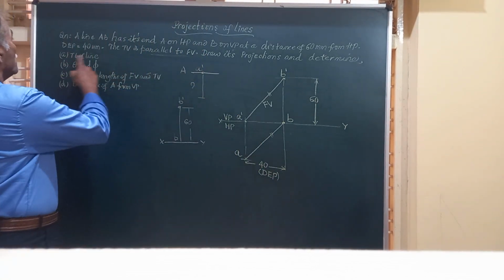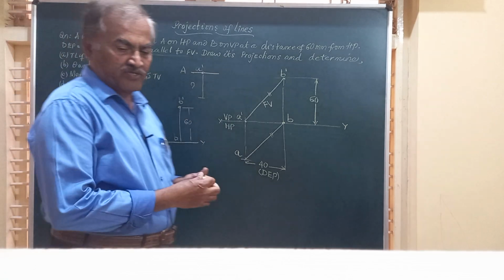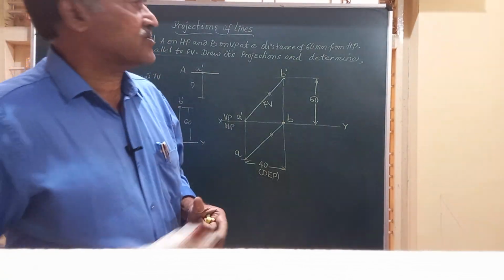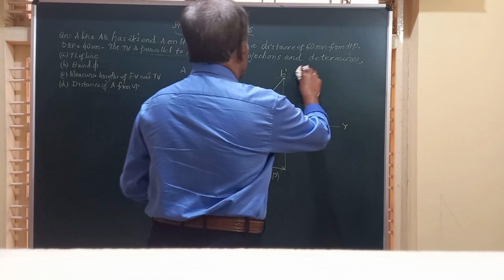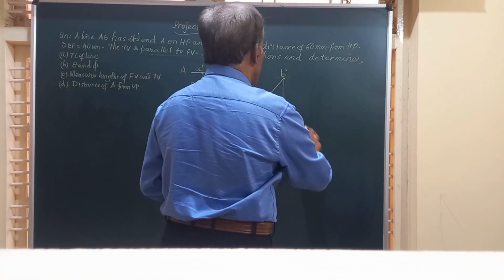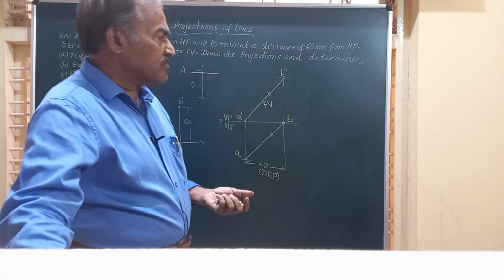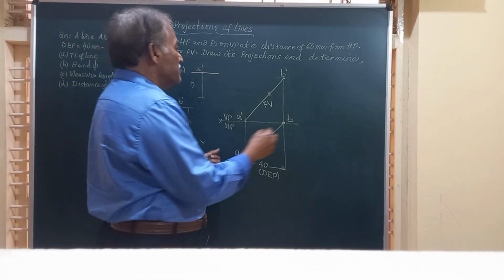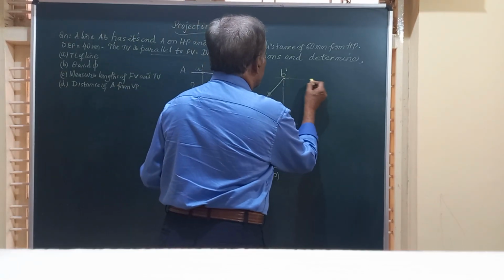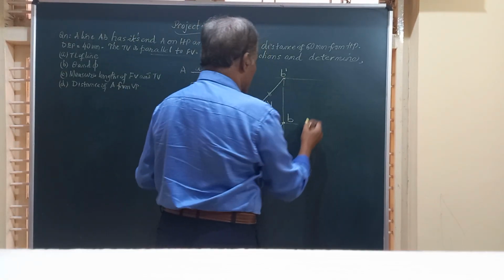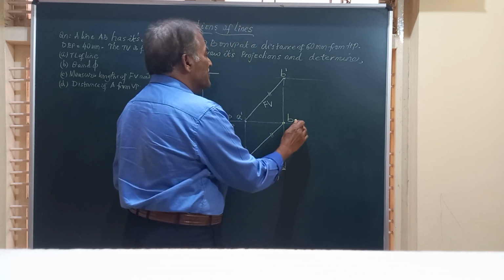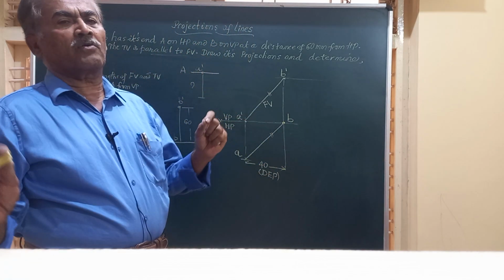They say true length of the line. The first part is how to find out the true length of the line. And friends, in so many of my videos, you have seen how to obtain the true length of the line, its inclination, etc. whenever we are given the front view and top view.